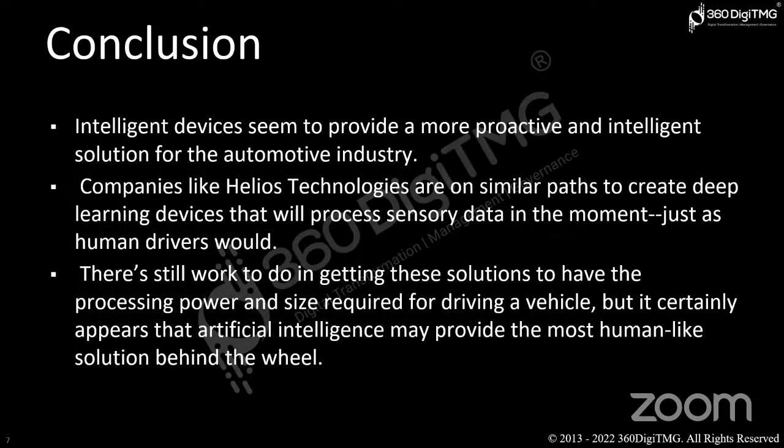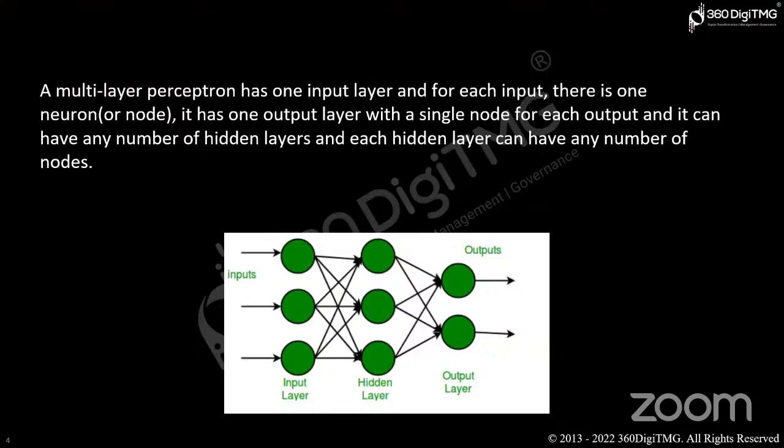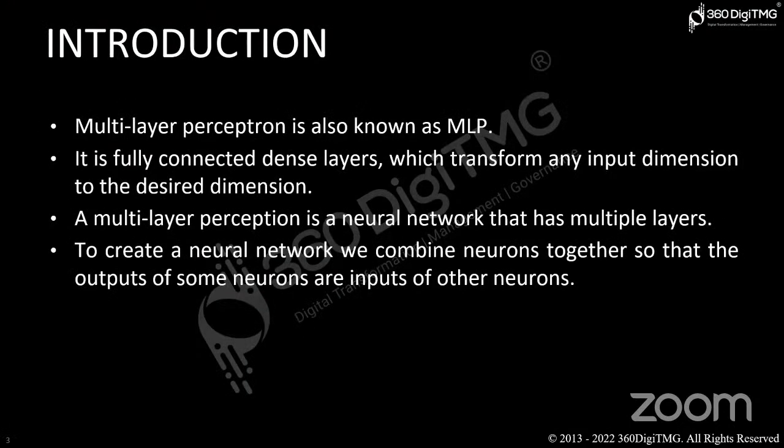Now let us conclude the discussion regarding multi-layer perceptron. Intelligent devices seem to provide a more proactive, intelligent solution for the automotive industry. Companies like Helios Technologies are on similar paths to create deep learning devices that will process sensory data in the moment, just as human drivers do. So this is the best application, and they still work to get the processing power for these solutions. So this is the conclusion. Now let us discuss it through hands-on.